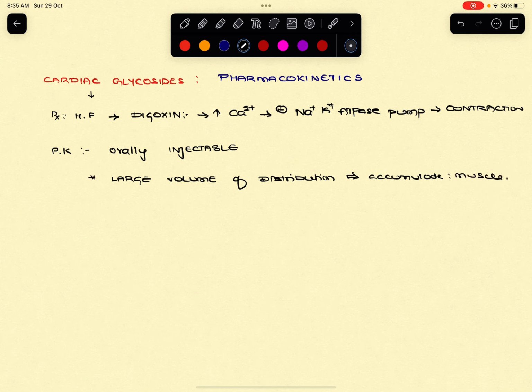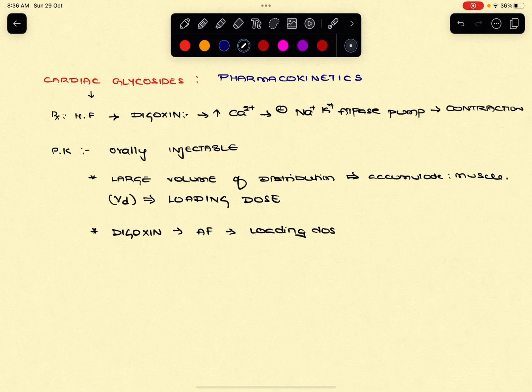So those drugs which have a larger volume of distribution require a loading dose. So drugs which have a higher volume of distribution require a loading dose. That is the reason why, when digoxin is used in the treatment of atrial fibrillation, a loading dose needs to be administered because of the larger volume of distribution.